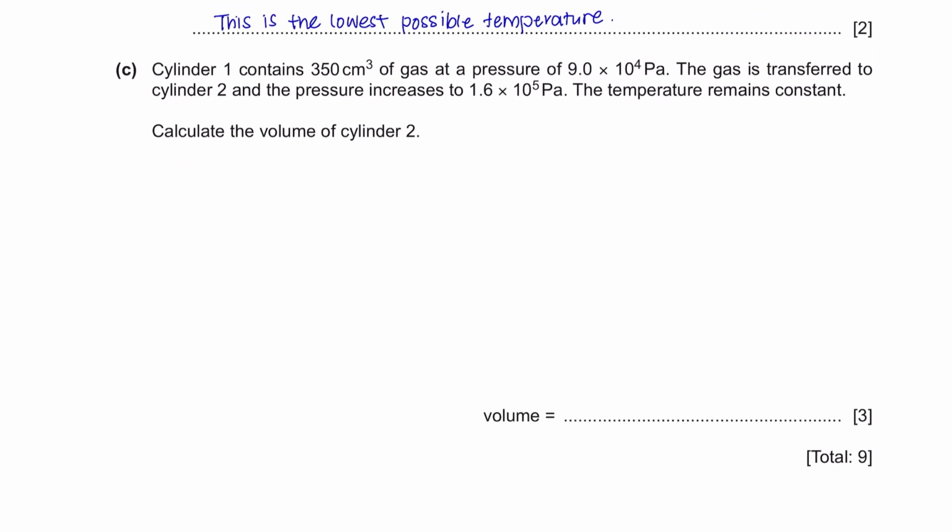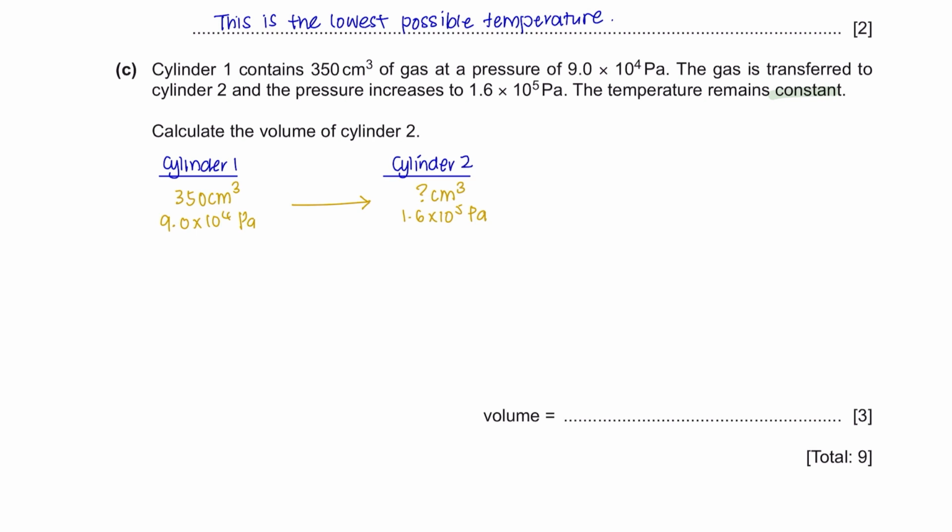Question C. Cylinder 1 contains 300 centimeter cube of gas at a pressure of 9 times 10 to the power of 4 Pascal. The gas is transferred to cylinder 2 and the pressure increases to 1.6 times 10 to the power of 5 Pascal. The temperature remains constant. Calculate the value of cylinder 2. Okay, just stating out all the information given, and this is what it looks like.